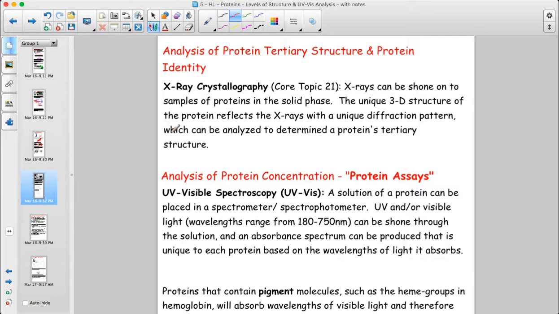So we've talked previously about analyzing the primary sequence of amino acids inside of a protein, but at the HL level, you also have to understand a technique that gets used to figure out things about the concentration of protein in a given sample. And there is also a technique to understand the tertiary structure of a protein, which we mentioned in the core, part of topic 21.